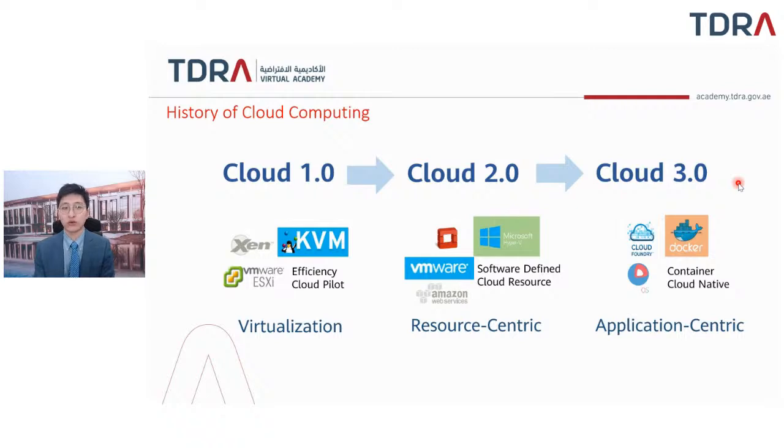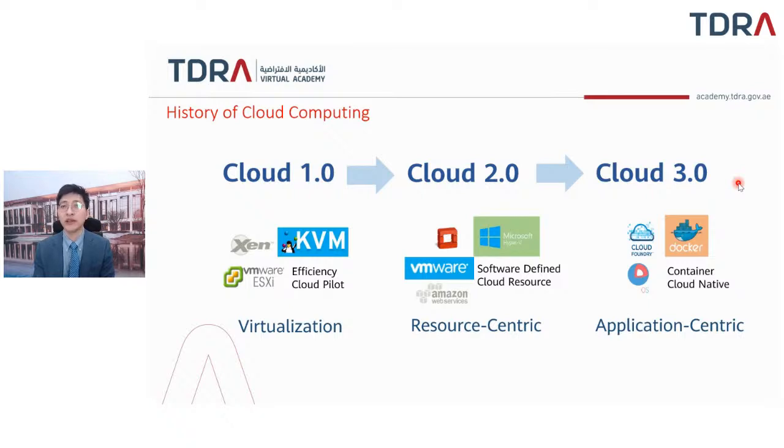Okay, so let's take a look at the history of cloud computing. At the first phase, we call it cloud 1.0. In this phase, people care more about resource efficiency. They want to improve the efficiency because usually each application runs on one physical device. Maybe the application is not busy all day, so most of the time the resource usage of that physical device is not high. To solve this problem, people started using virtualization technology.